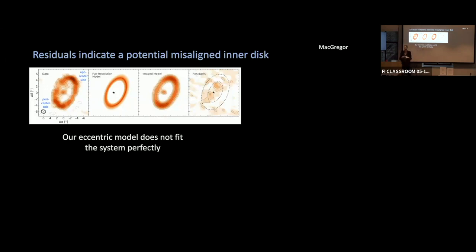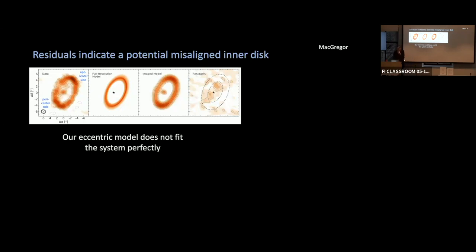And I've put dashed lines where that outer disk is to show you where, relative to the outer disk, the residual emission is coming from. And these are 6, 7 sigma residuals, so they're significant. And they're all coming from the inner parts of the disk. So we are explaining the outer structure very well, but there is quite a bunch of emission coming from the inner part of that disk that we're currently missing in our model.